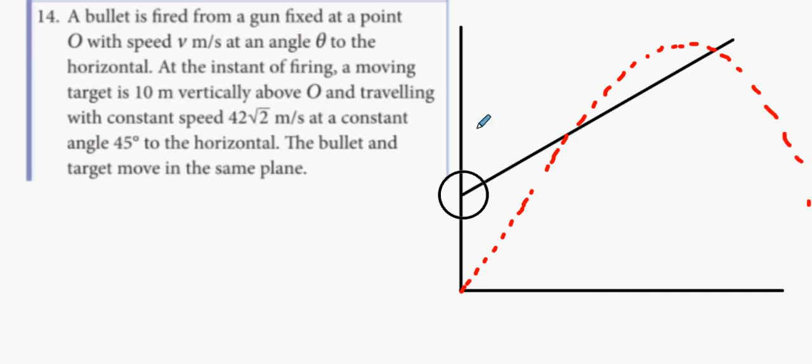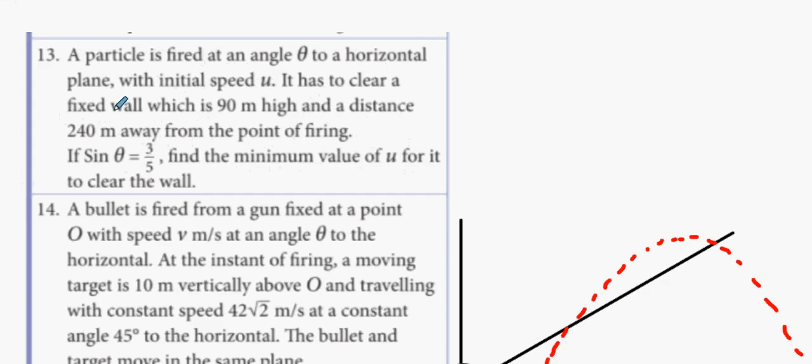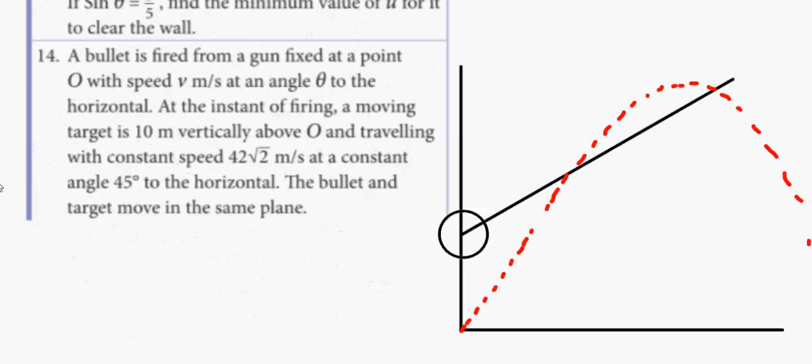So what we're hoping is that, am I missing part of the question? If V equals 70, show that if the bullet hits the target, then tan theta will be 4 over 3. Alright, so that's good to know. V equals 70, prove that the tan of the angle is 4 over 3.